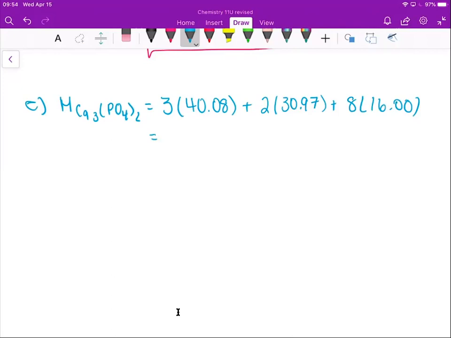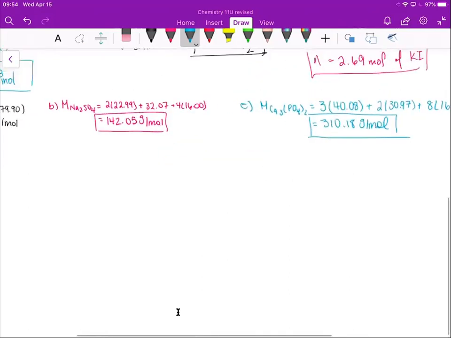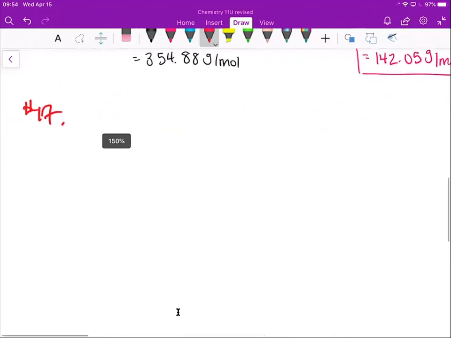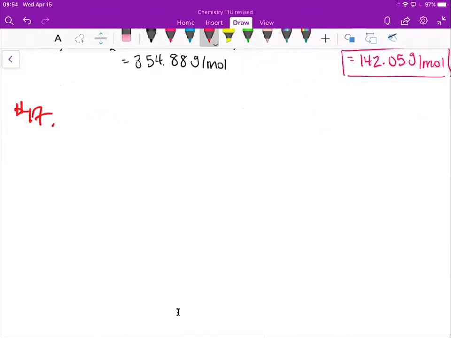I get a grand total of 310.18 grams per mole. Okay, and so now we're on to number 17. Express each quantity as mass in grams.